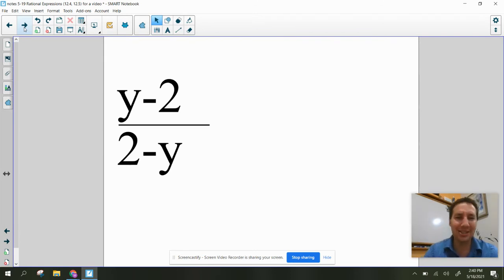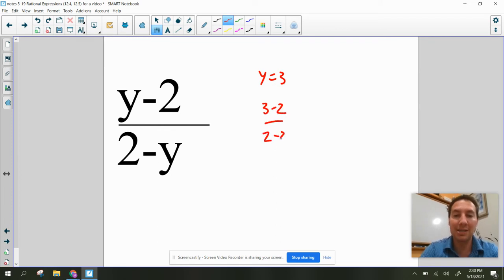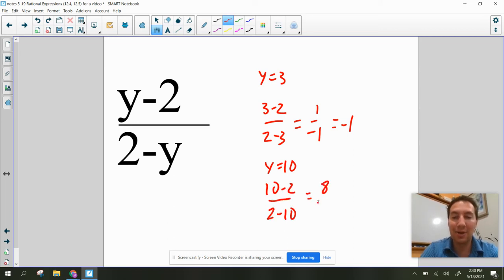How about something like this? It looks like you could cancel out right away, but again, this was confusing, so I'm just going to plug in numbers and see what happens. Let's say y were 3. What happens here? It's 3 minus 2 over 2 minus 3. That turns into -1. What if you plugged in like 10? That would be 10 minus 2 over 2 minus 10. That would be 8 over... Whoa, it's still -1.